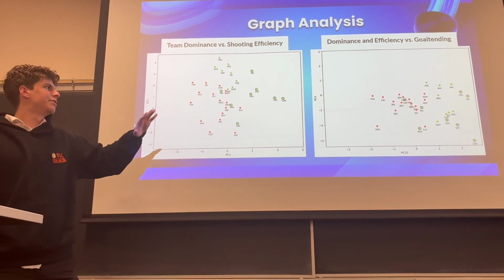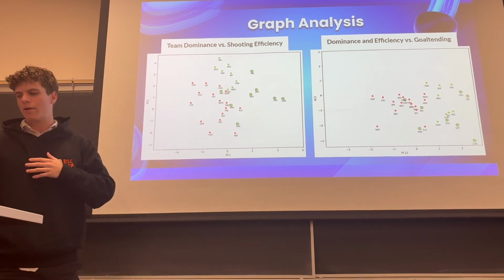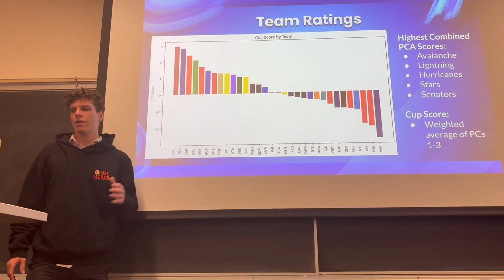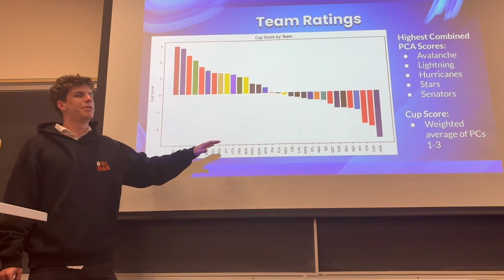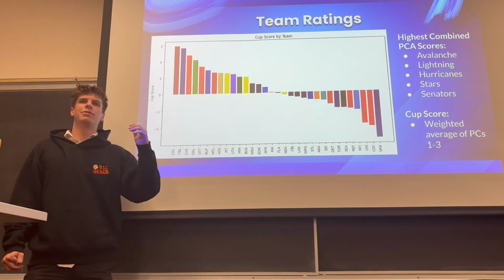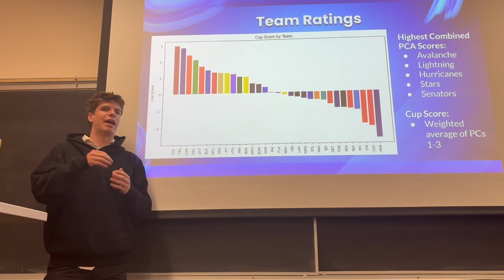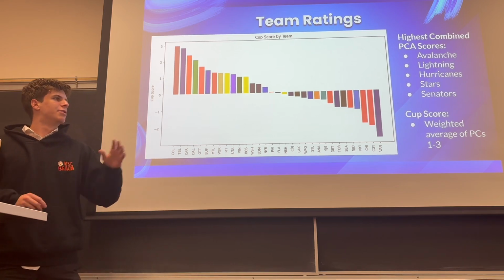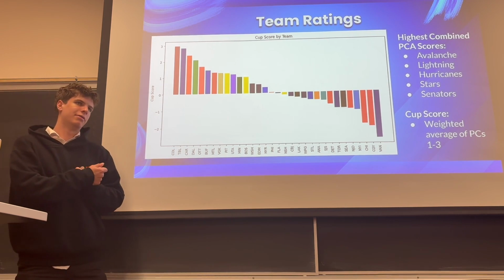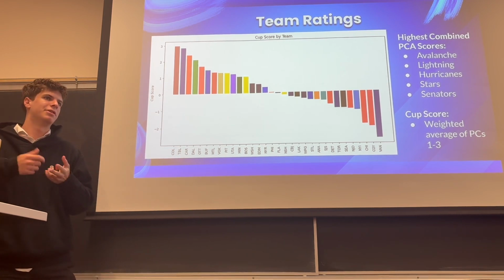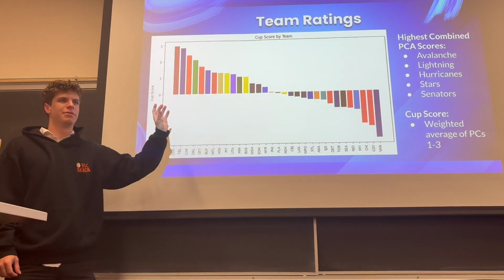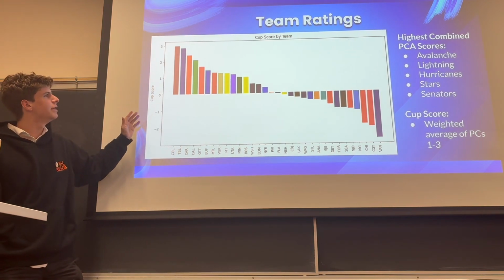So these are just graphs to look at, but I wanted to make it into an actual metric. So this is what I was talking about earlier. This is the weighted average of the PCs. The PCs have different weights when it comes to how much variance they're explaining, so I just weighted it based on that. PC1 is the most, PC2 is the second most, etc. So this is basically that centroid that I was talking about earlier.